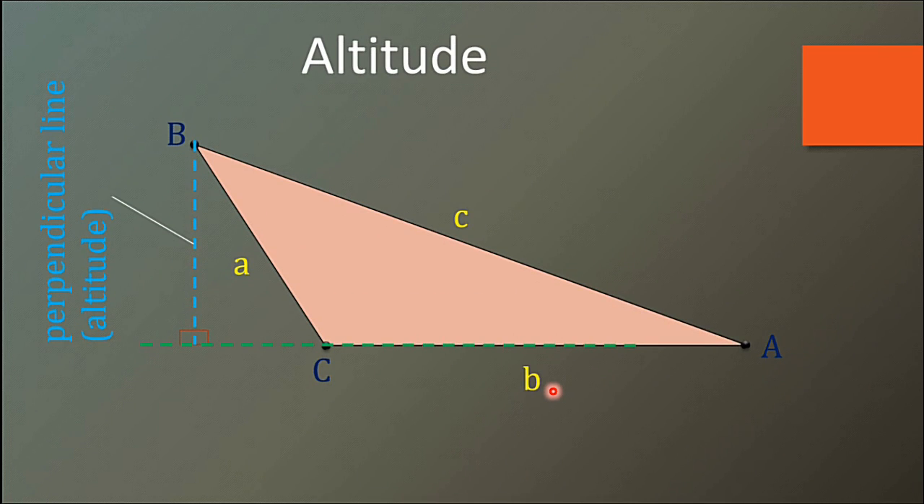Let's draw the shortest line from the point B to the line AC. The only way to draw the shortest line from vertex B to side AC is to extend line AC further to the left, shown by the dashed green line. The perpendicular line dropped from vertex B to the extended side AC is shown by the dashed blue line. This perpendicular is given the special name altitude. We can see that the altitude is not always inside of the triangle.